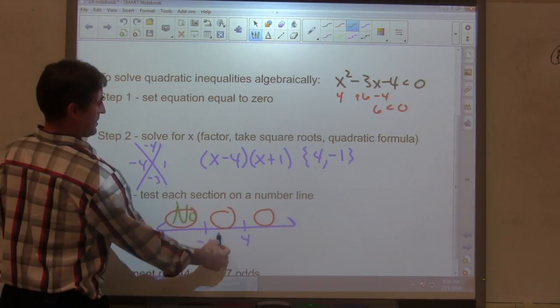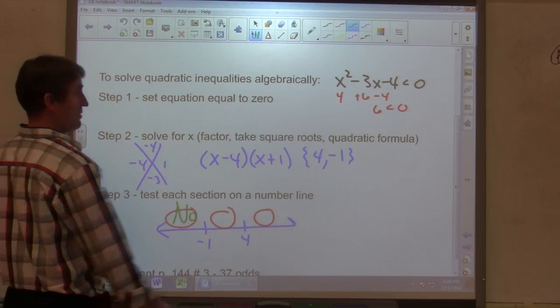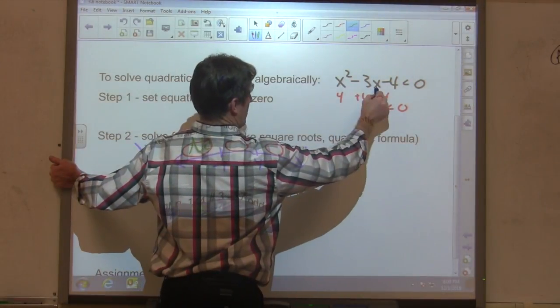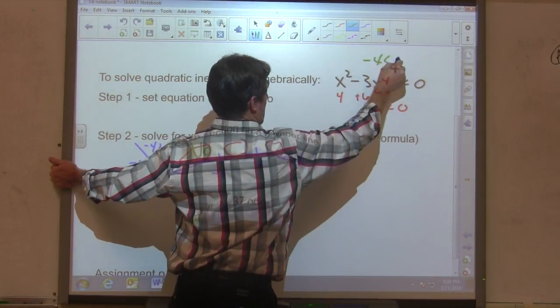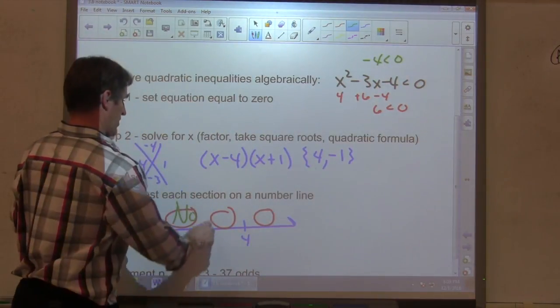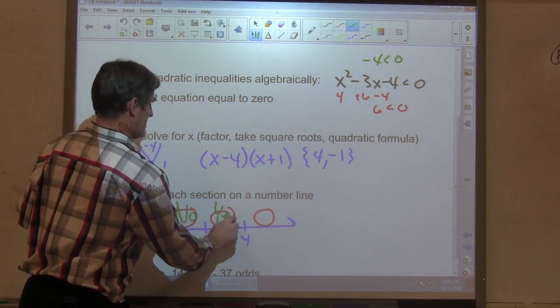So now we just pick a number between negative 1 and 4. I'm going to do 0 because it's quick. 0, 0, negative 4. So I get negative 4 is less than 0. That does work. So that's yes.